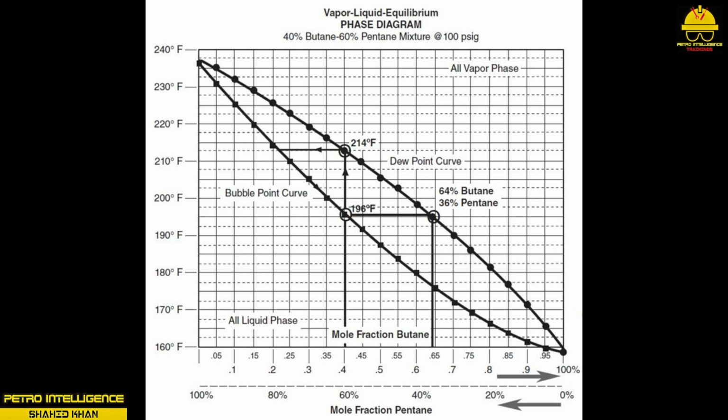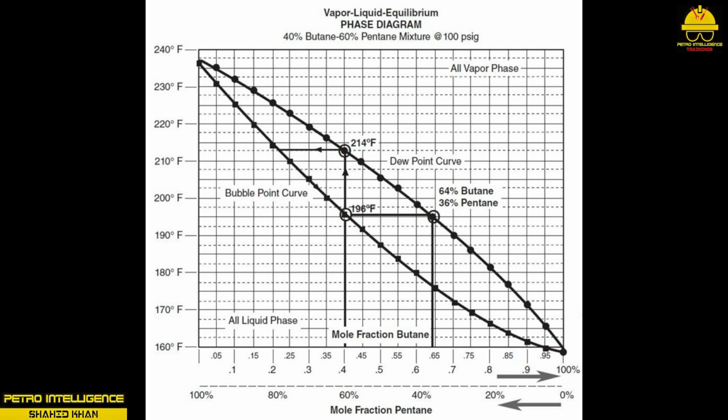In this example, 40% butane, C4, and 60% pentane, C5, will be used. The operating pressure will be controlled at 100 psig. The diagram can be used to show that the mole fraction of butane is 0.4 or 40%. The starting mole fraction of pentane is 0.6 or 60%. This vapor-liquid equilibrium diagram is set up with the temperature on the left vertical axis and the mole fraction going across the bottom. The phase diagram also shows the bubble point curve and the dew point curve.